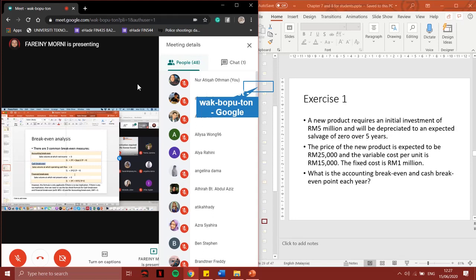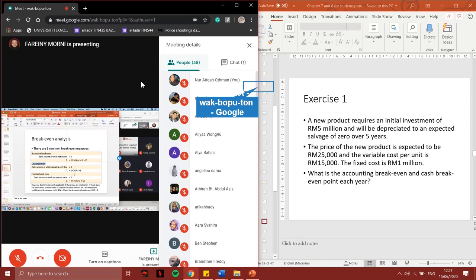Alright, so there are three common break-even measures: accounting, cash, and financial break-even. This kind of question always comes up in the exam, so you might expect it to come up for your test. Alright, so accounting break-even, you can see that the calculation is different. Accounting break-even is fixed cost plus depreciation divided by sell price minus variable cost.